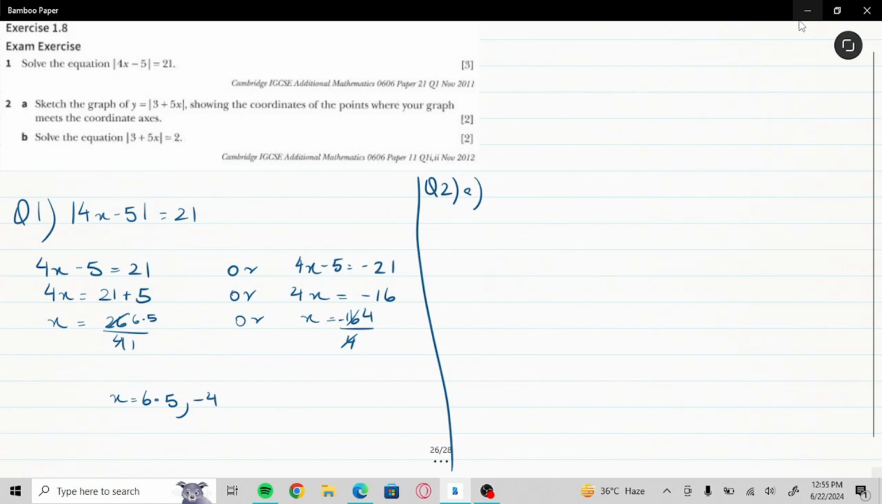For question number two, we have part A, which says that we have to sketch the graph of y is equal to |3 + 5x|, showing the coordinates where the graph meets the coordinate axis.